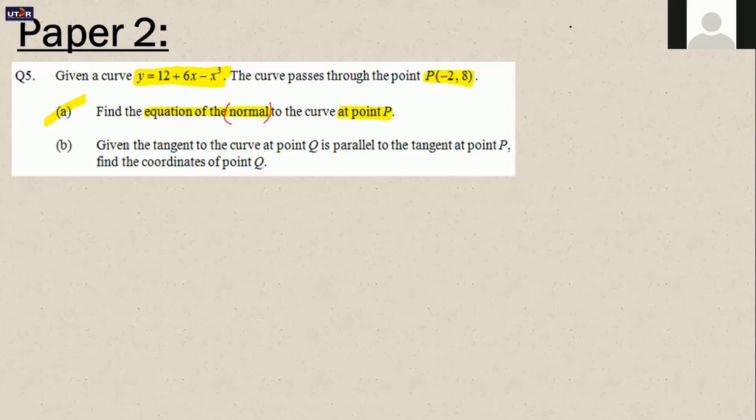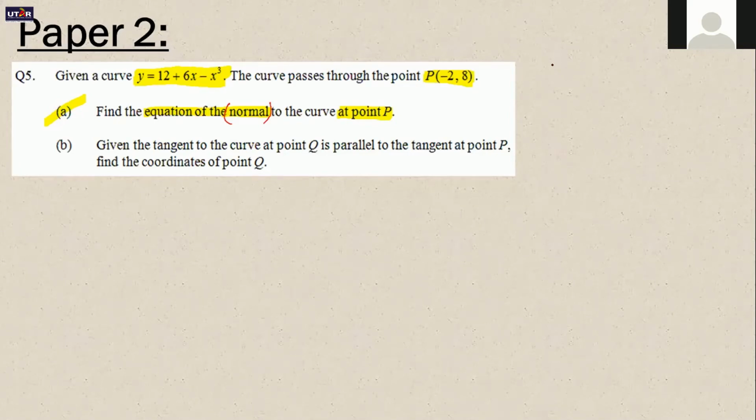Okay? So for part A, what you need is the gradient, because I have the point already, right? I have point P. To find the equation of a line, I have a point, I need another piece of info, the gradient. So I need to find the gradient of normal. Then together with the point, we can find the equation. Okay? So what is the relationship between the gradient of normal and the gradient of tangent? I just showed you just now, right? The gradient of tangent multiplied by the gradient of normal is equal to -1. So we use this info to find the gradient of normal.